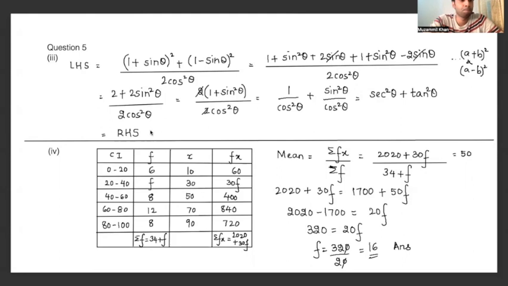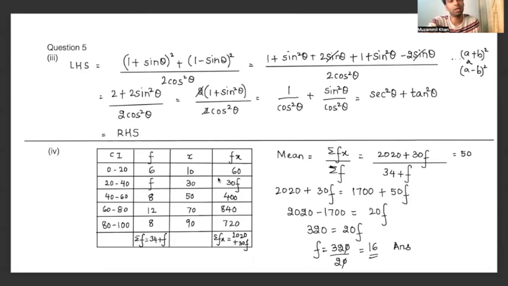You assign cos square theta individually to both the terms, and that basically gives us the right hand side. Next, question 4. So here again, it was a question based on mean, where we can use the direct method. The only difference in this question and the earlier one was that here a frequency was unknown, and basically the mean was given. So the steps are pretty straightforward.